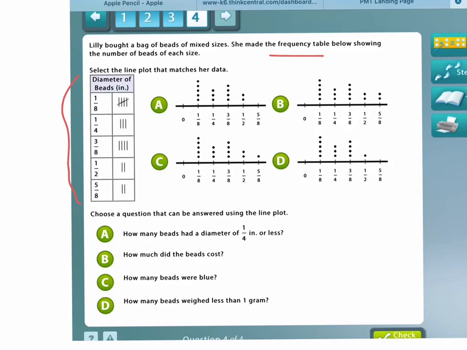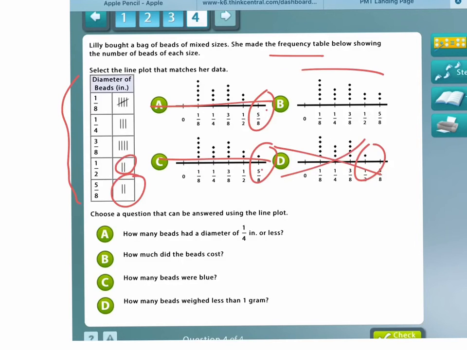I see that this one doesn't match because you need 2 for 1/2. I'm also seeing that for 5/8 you need 2, and this only has 1 and this one has 0, so these line plots also don't match. So B is the correct line plot that matches the frequency table.